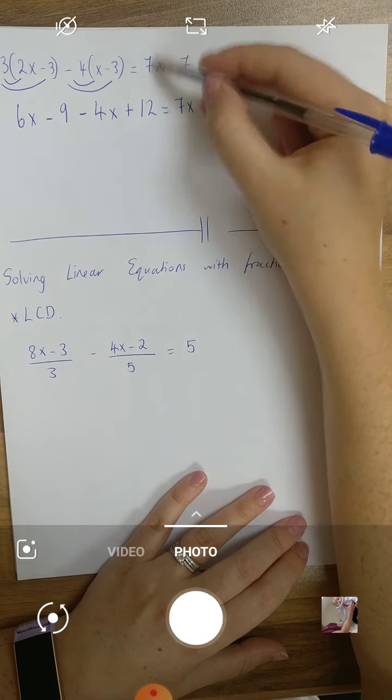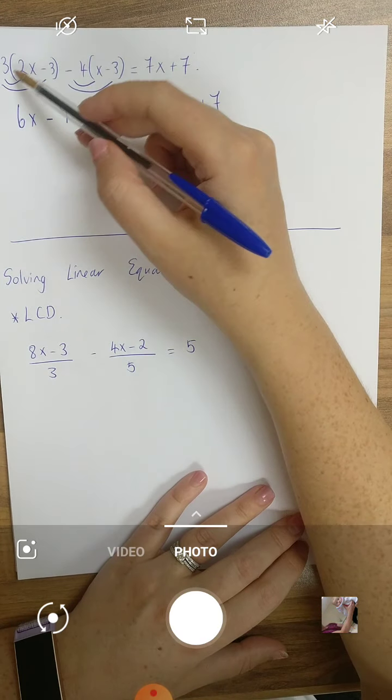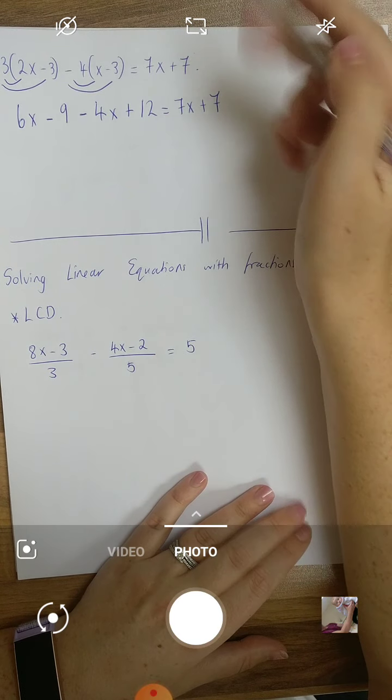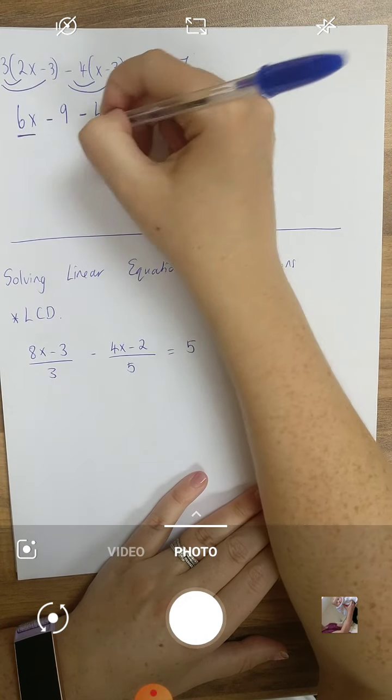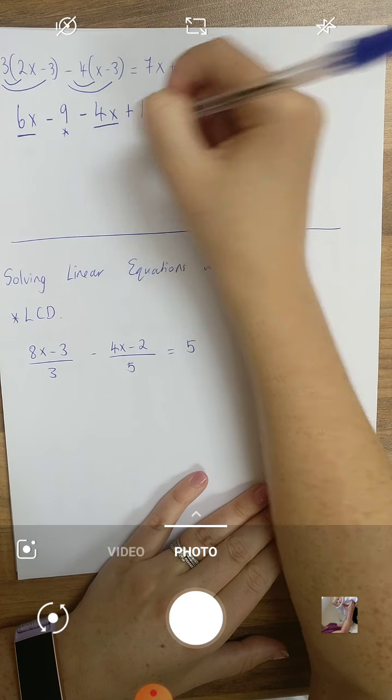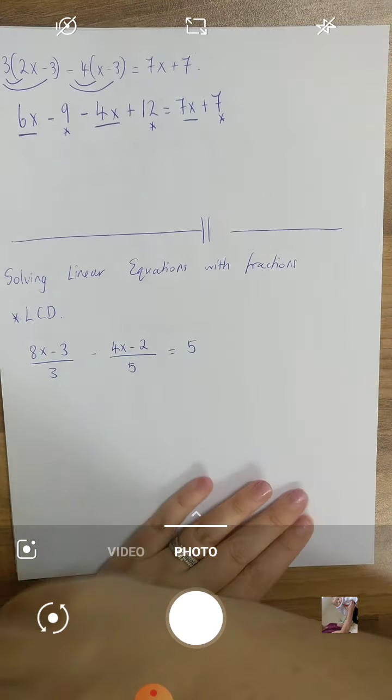So notice I haven't done anything with that yet because my first line was to remove the brackets and there was no brackets on this side. So we just have more terms here, and that's why it's just a little bit more complicated. Not that much more complicated, but just a little bit more work involved.